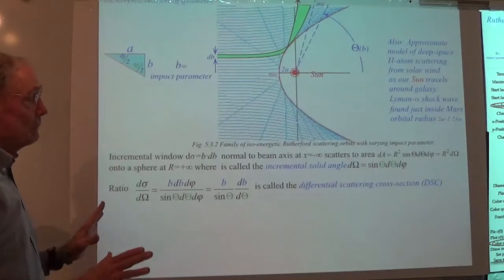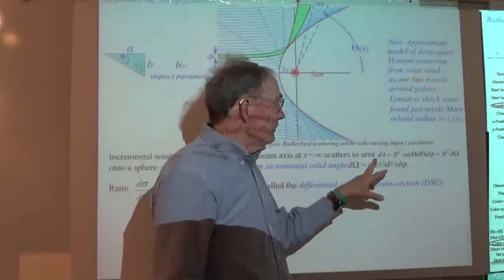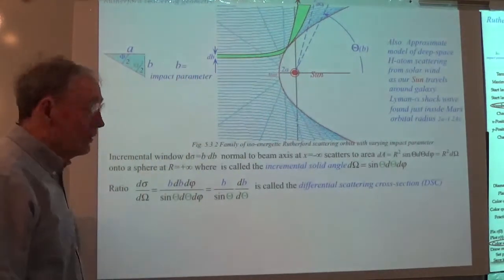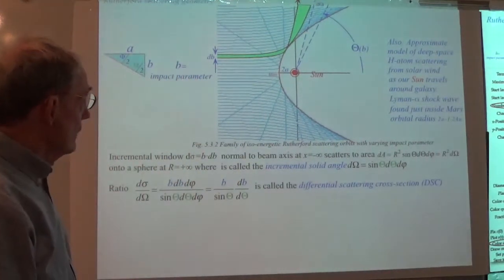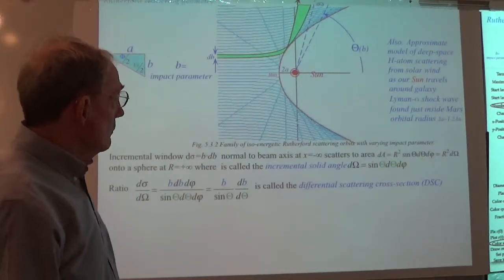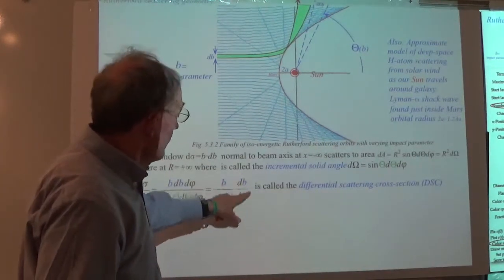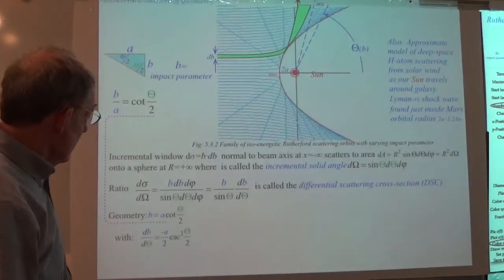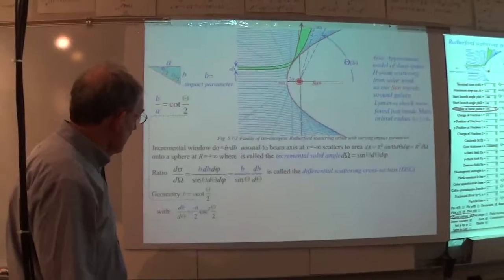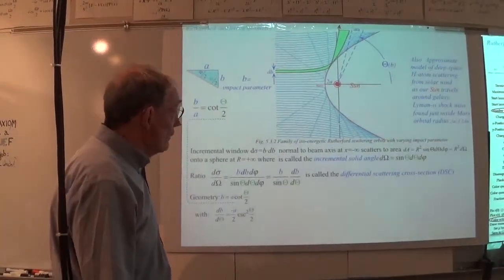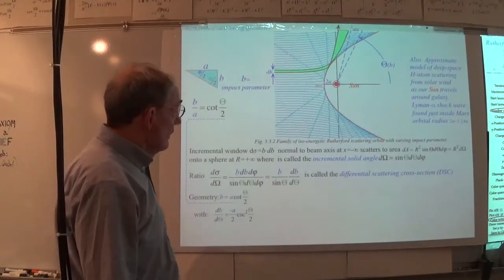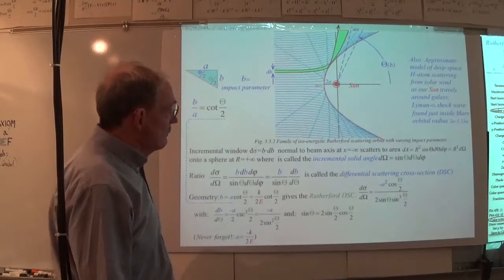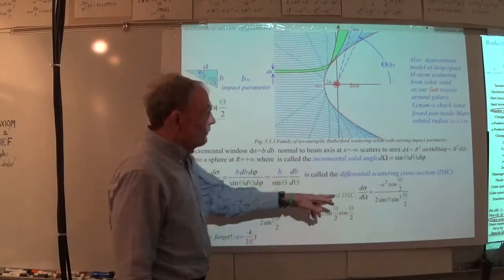And that's a weird mapping, and you have to use the Jacobian basically to figure that out. But you know how to do that already, even if you didn't take this course. I think you can see what we get. And this derivative of b with respect to theta is something we can calculate pretty easily. Now I've got the right formula there, b equals a cotangent of theta over 2, which is what makes this an easy algebra problem. So we get the Rutherford differential scattering cross-section.